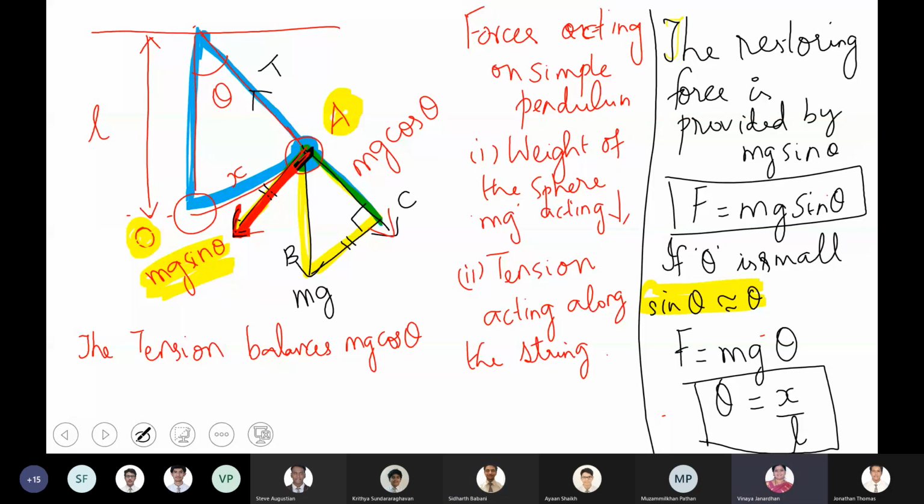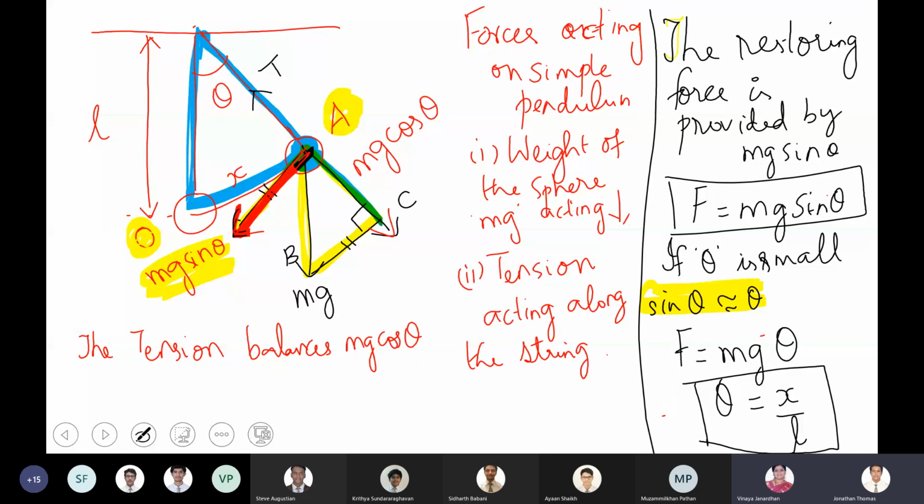Now we have to substitute for theta. Because here x becomes the arc length, L becomes the radius of a circular path, and theta is the angle subtended by the radius vector. So you very well know theta becomes equal to x upon L. Fine, boys?